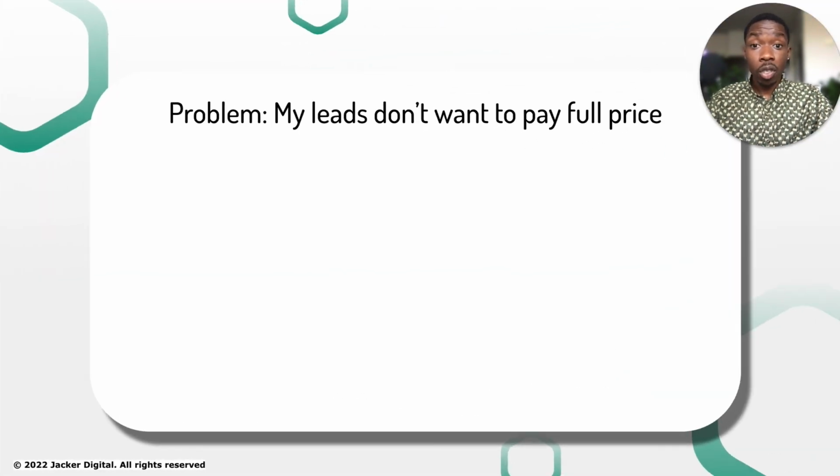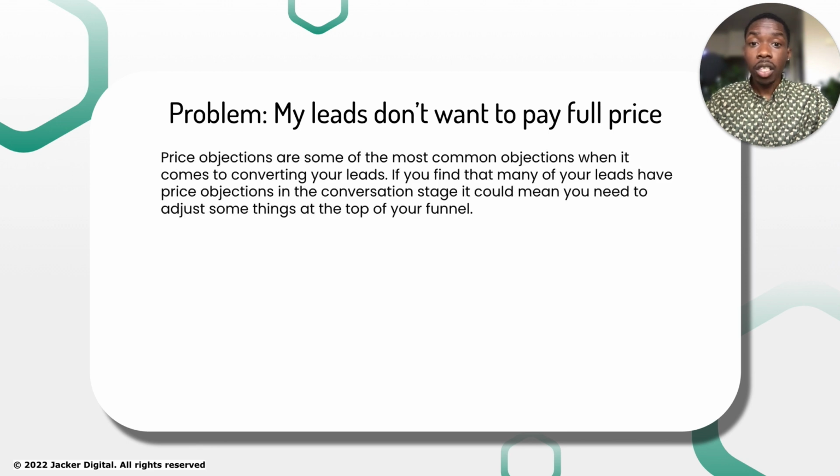One of the first problems we'll discuss is that your leads may not want to pay full price. Price objections are one of the most common objections when it comes to converting your leads. If you find that your leads have price objections in the conversion stage, it can mean that you need to adjust some things at the top of your funnel. Price objections do not come out of nowhere.